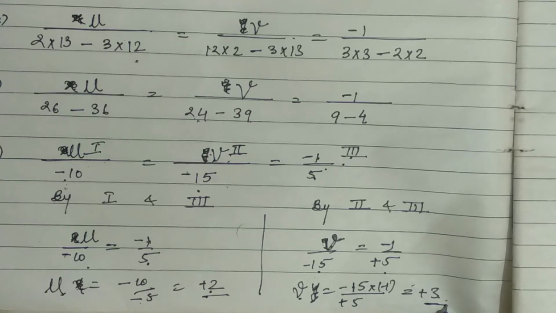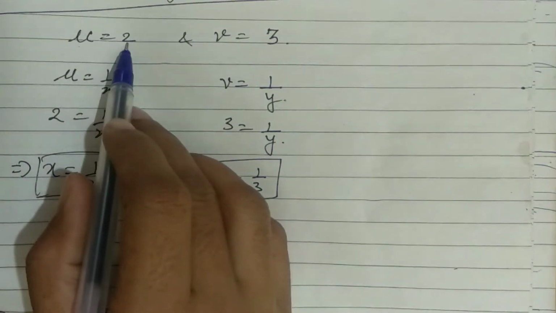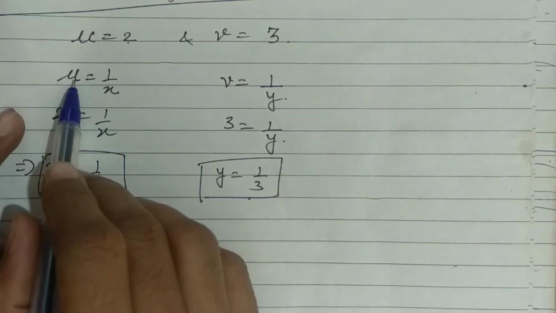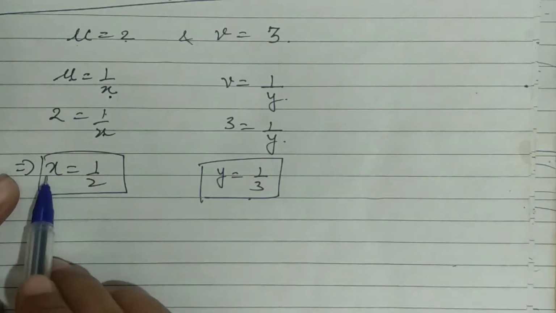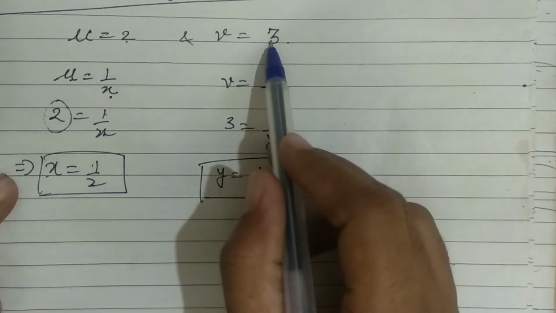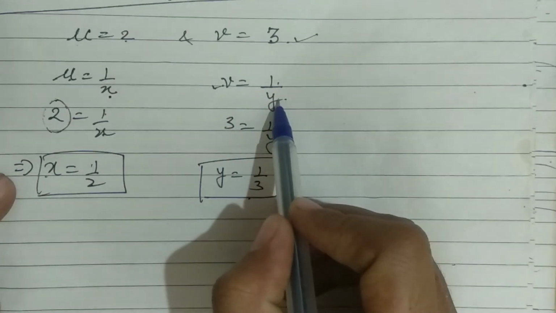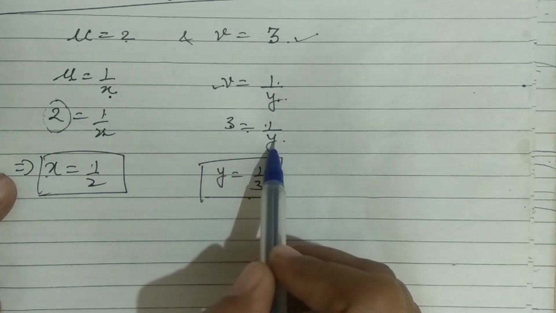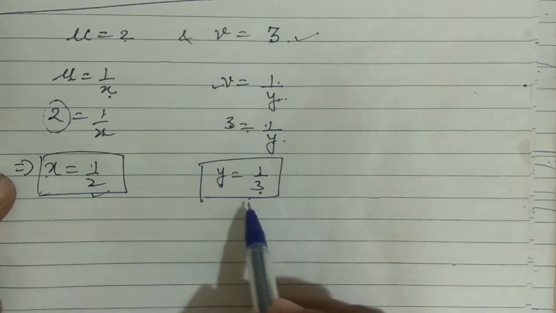But the question is to find the value of x and y. So for this, u equals 2 and we supposed that u equals 1 upon x. So x equals 1 upon 2, that is, we invert this. Now similarly v equals 3, but we supposed that v equals 1 upon y, that means 3 equals 1 upon y, that is y equals 1 upon 3. So these are the values of x and y.